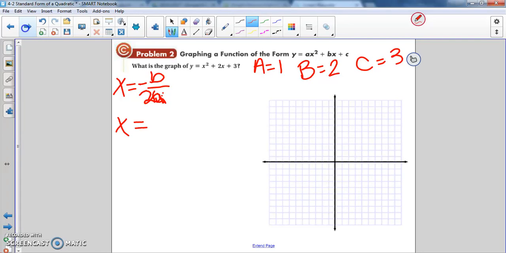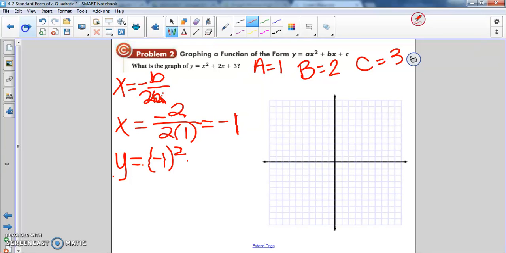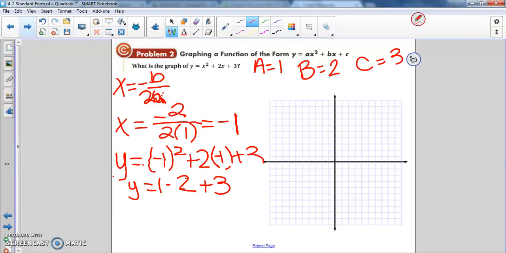x = -b/(2a), so -2 over 2 times 1, which is equal to -1. Now that we have -1, in order to find y, we're going to plug it into our equation. So y = (-1)² + 2(-1) + 3. (-1)² is 1, minus 2, plus 3. 1 minus 2 is -1, plus 3, so y is equal to 2. Now we have our vertex, (-1, 2).